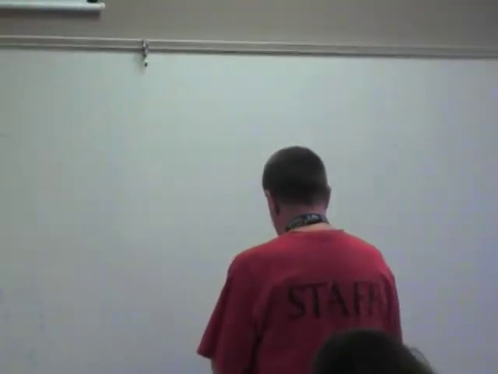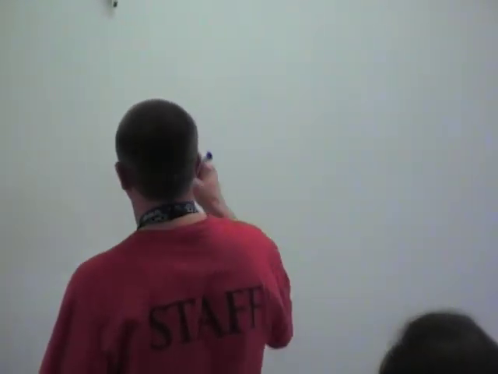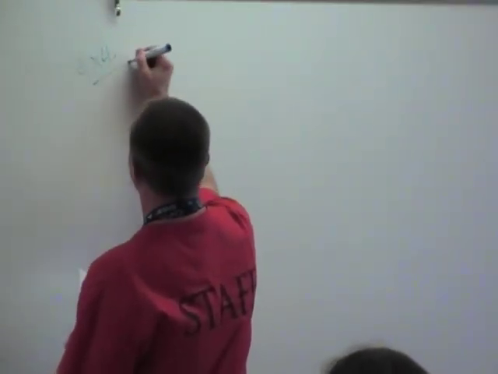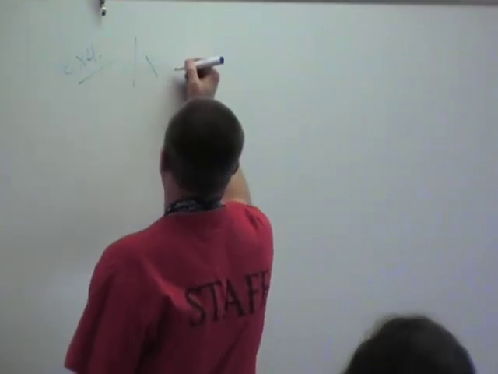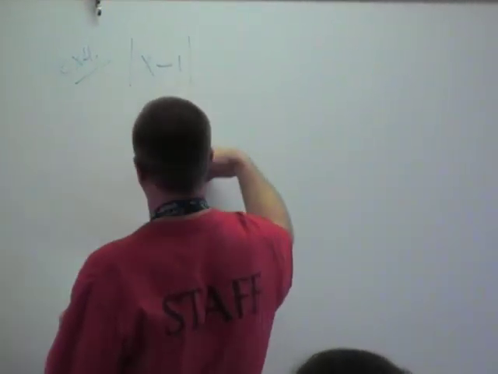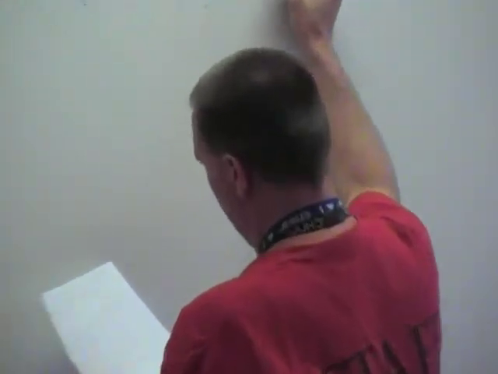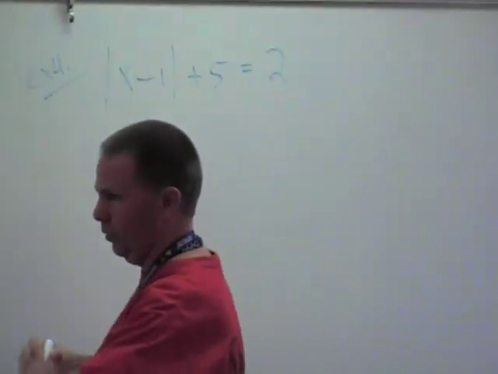Okay, one more. Let's see if you can do this. Example 4. Let's see if you can learn your lesson. The absolute value of x minus 1, absolute value closed, plus 5 equals 2. Go.